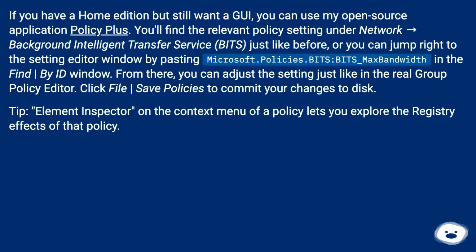If you have a Home edition but still want a GUI, you can use my open source application Policy Plus. You'll find the relevant policy setting under Network, Background Intelligent Transfer Service, BITS, just like before, or you can jump right to the setting editor window by pasting Microsoft.Policies.BITS.BITS_Max_Bandwidth in the Find by ID window. From there, you can adjust the setting just like in the real group policy editor. Click File, Save Policies to commit your changes to disk. Tip: Element Inspector on the context menu of a policy lets you explore the registry effects of that policy.